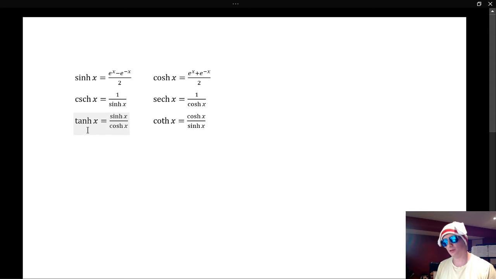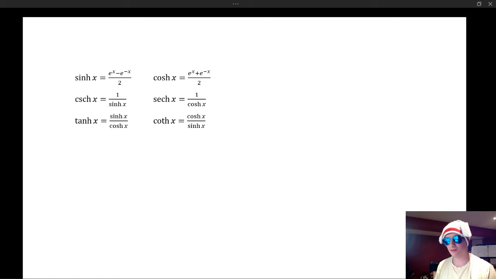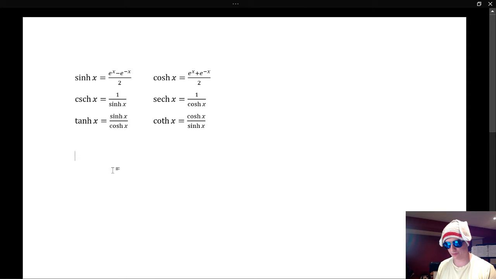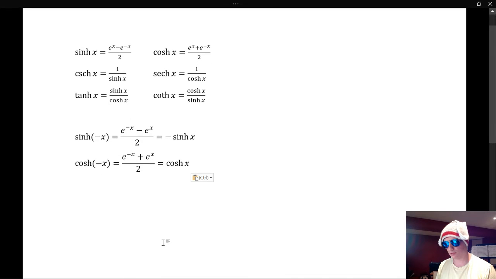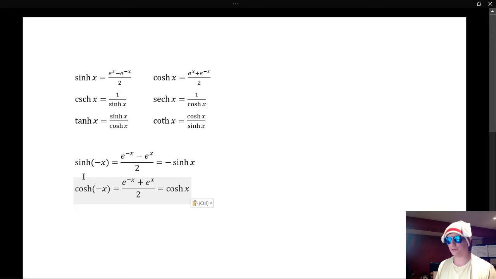For example, tanh of x is sinh of x divided by cosh of x. Likewise, tan of x is sine of x divided by cos of x. So the first identity I wanted to start off with is showing that sinh of x is odd and cosh of x is even, rather.